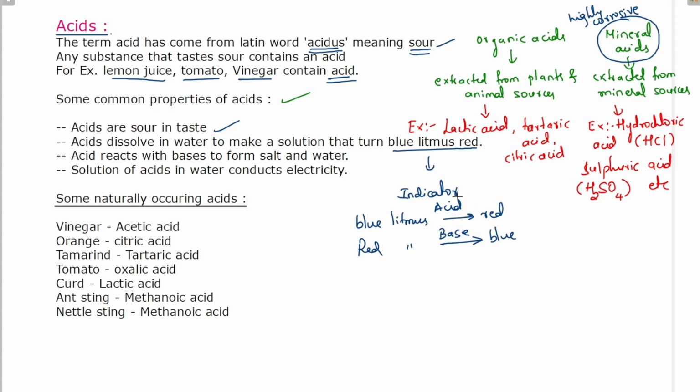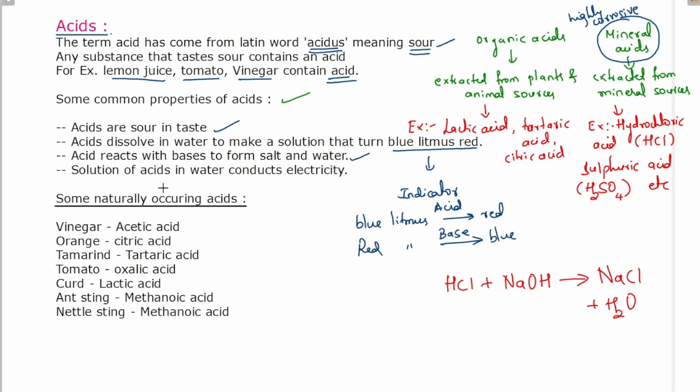So we will use the indicator to test the presence of acids and bases. Then acid reacts with bases to form salt and water. This is called a neutralization reaction. You have seen the example in grade 7, that is hydrochloric acid reacts with the base sodium hydroxide to form salt, sodium chloride and water. This is the neutralization reaction. We will again study the details of this neutralization reaction in the upcoming part.